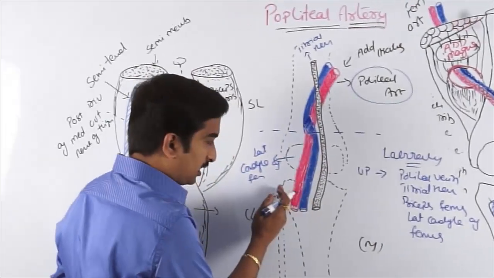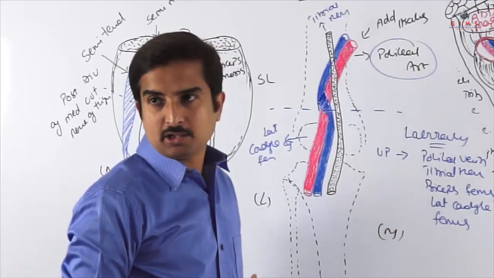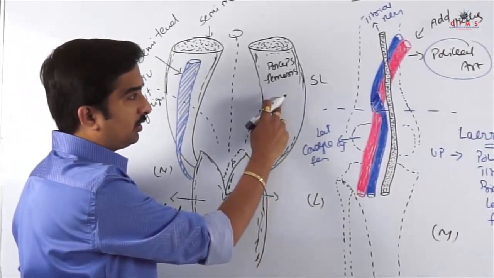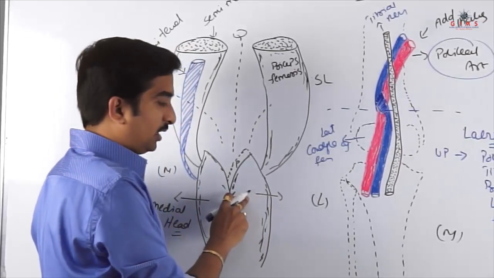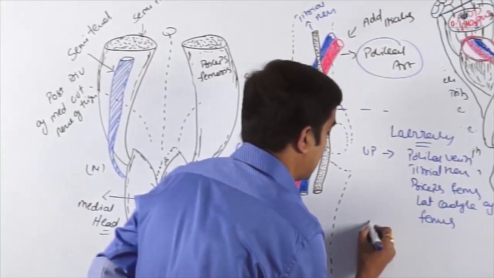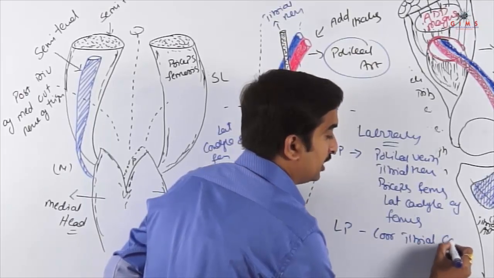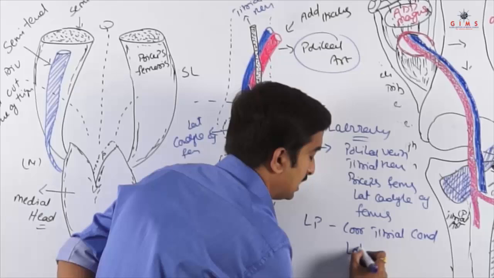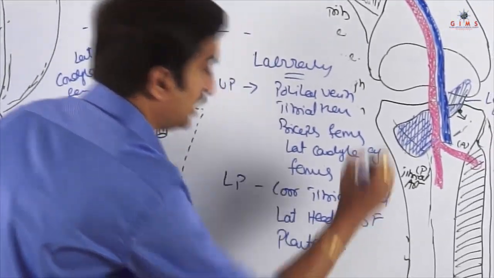Okay. And in the lower part of the artery, it is related to the corresponding tibial condyle, that is the lateral tibial condyle, right? So in the lower part, if you see, this is laterally. Laterally it is related to the biceps femoris muscle, and not only is it related to the corresponding tibial condyles, it is also related to the lateral head of the gastrocnemius and plantaris. So now I will write LP, called the lower part. In the lower part it is related to the corresponding tibial condyle, and to the lateral head of the gastrocnemius as well as plantaris. I think you understood here.